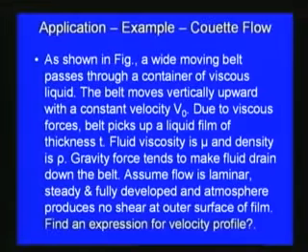The problem here is, as shown, a wide moving belt passes through a container of viscous liquid. The belt moves vertically upwards with a constant velocity V0. Due to viscous forces, the belt picks up a liquid film of thickness T. Fluid viscosity is mu and density is rho. Gravity force tends to make the fluid drain down the belt. Assume flow is laminar, steady and fully developed, and the atmosphere produces no shear at the outer surface of the film. Find an expression for the velocity profile.